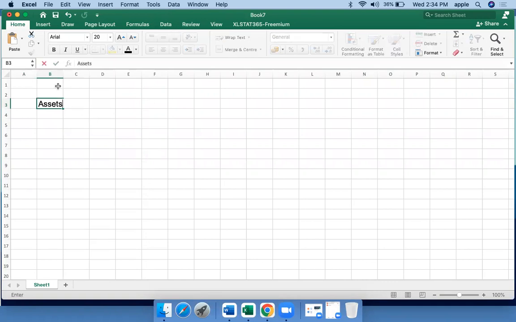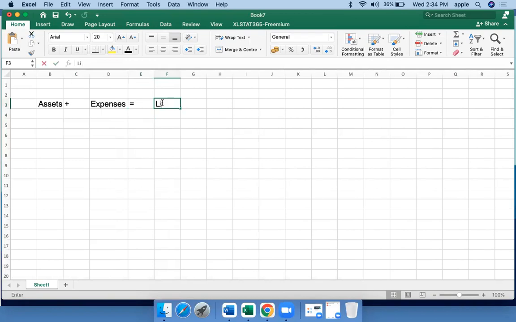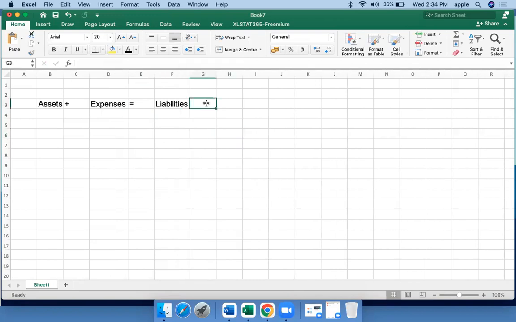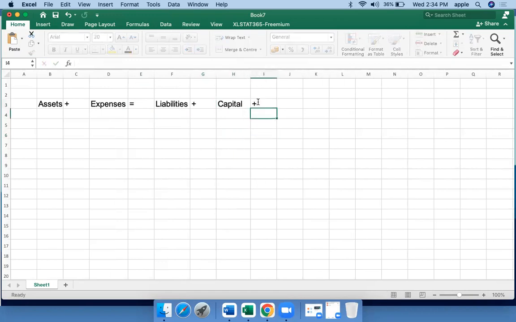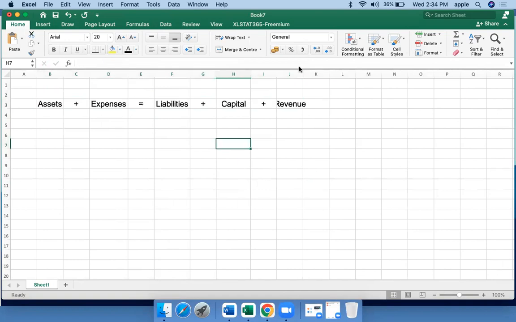Assets plus expenses is equal to liabilities plus capital. And one more thing we will add, and that is revenue. That is also a source of funds. Agree? So this was our extended accounting equation, or we can just call it the accounting equation.